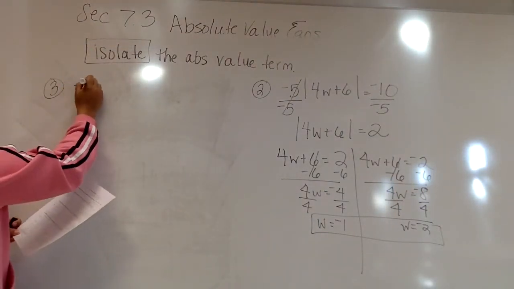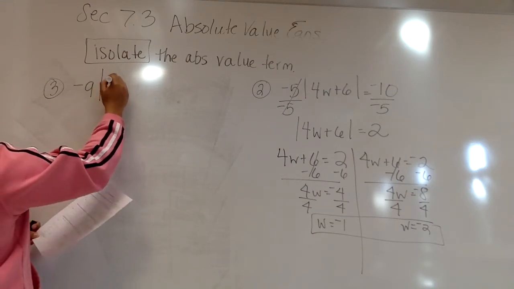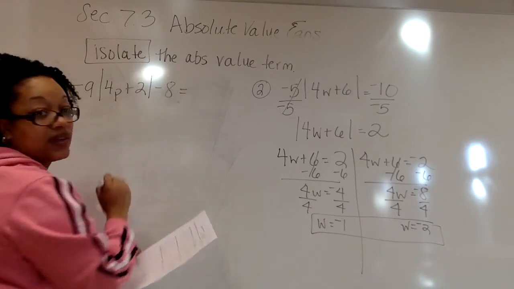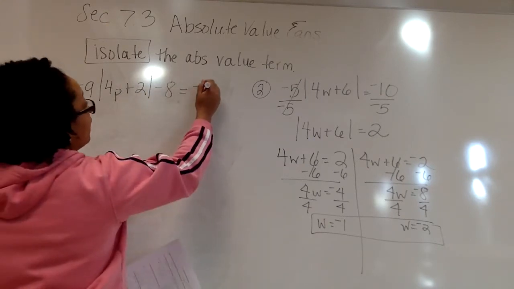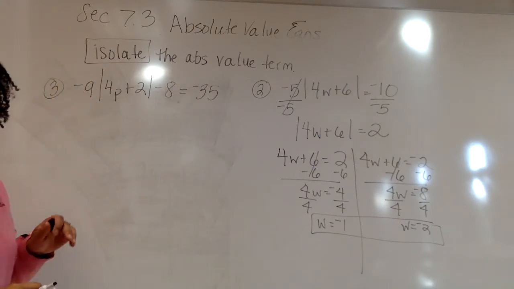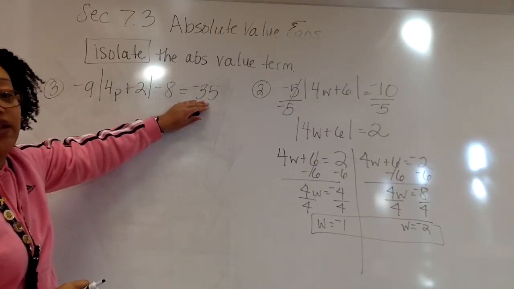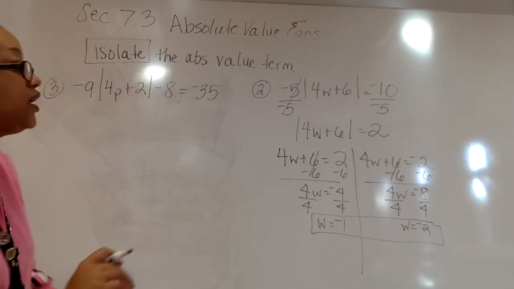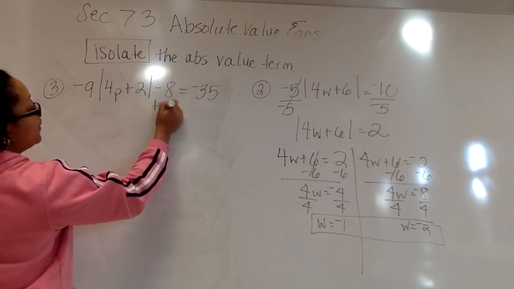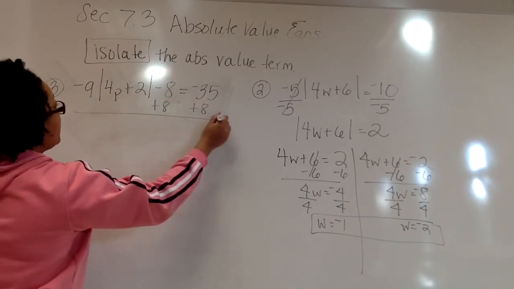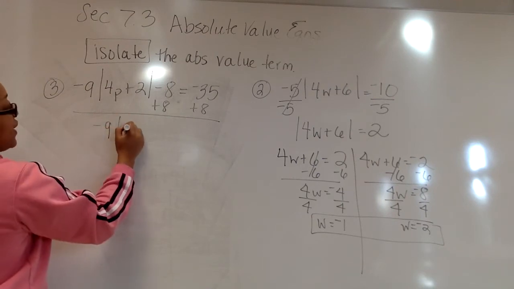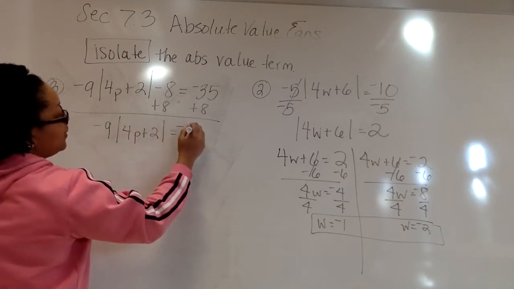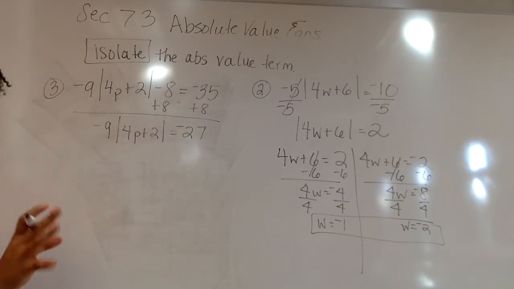Your problem is negative 9 times the absolute value of 4p plus 2 minus 8 equals negative 35. Again, do not be immature and just look here at the negative 9 and say, okay, I'm done. You've got a lot going on here, all right? So first thing you're going to do is add 8 to both sides. That gives you negative 9 times the absolute value. Negative 35 plus 8 is negative 27. Okay? And then you keep going.